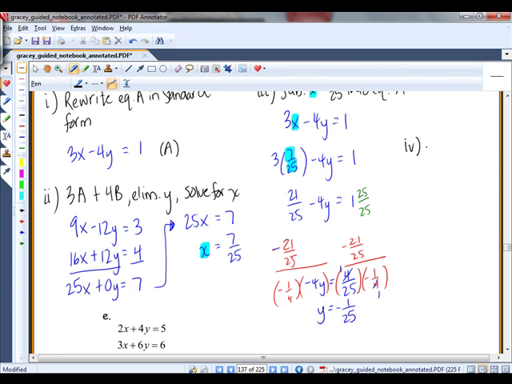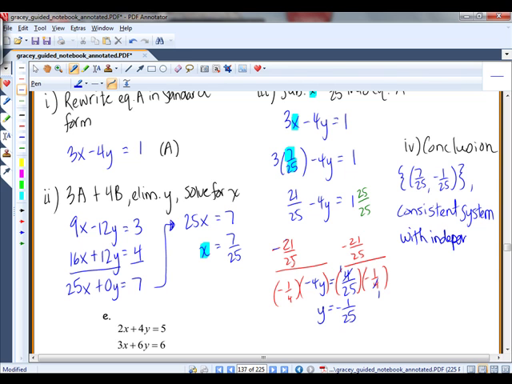Okay, so my conclusion is I got a single intersection point of 7/25 comma negative 1/25, which makes this a consistent system with independent equations.